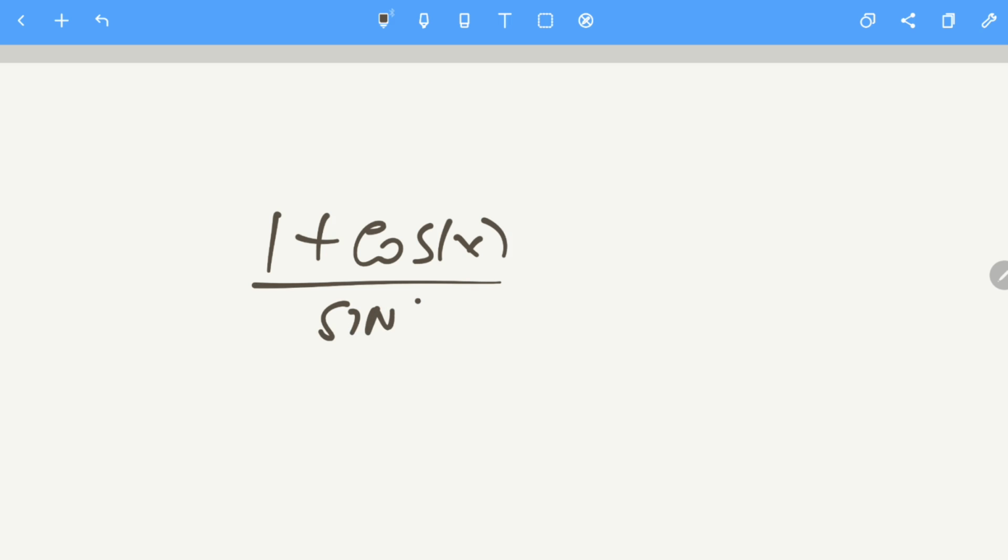Next example, 1 plus cosine of x divided by sine of x equals sine of x divided by 1 minus cosine.